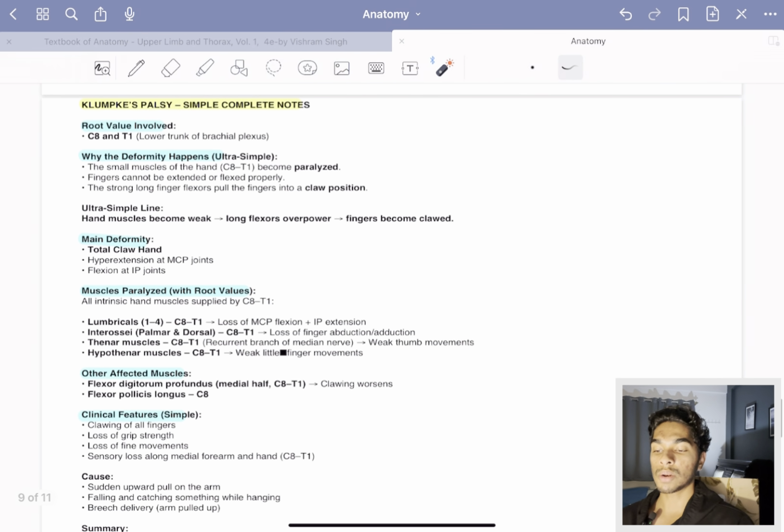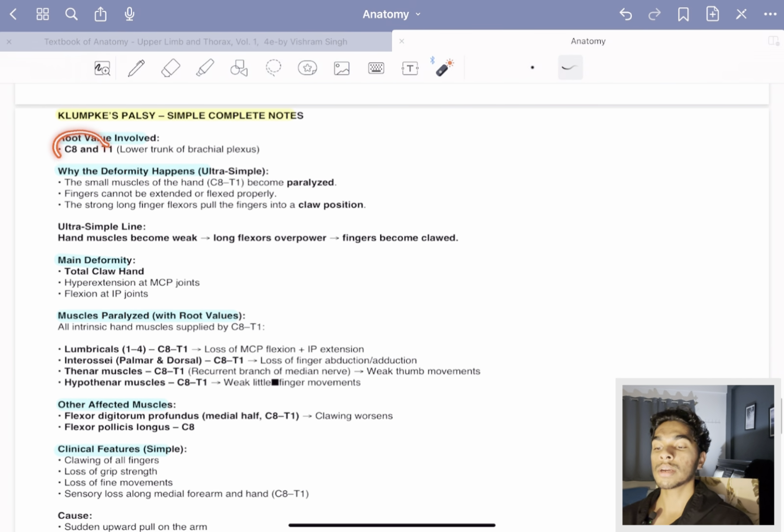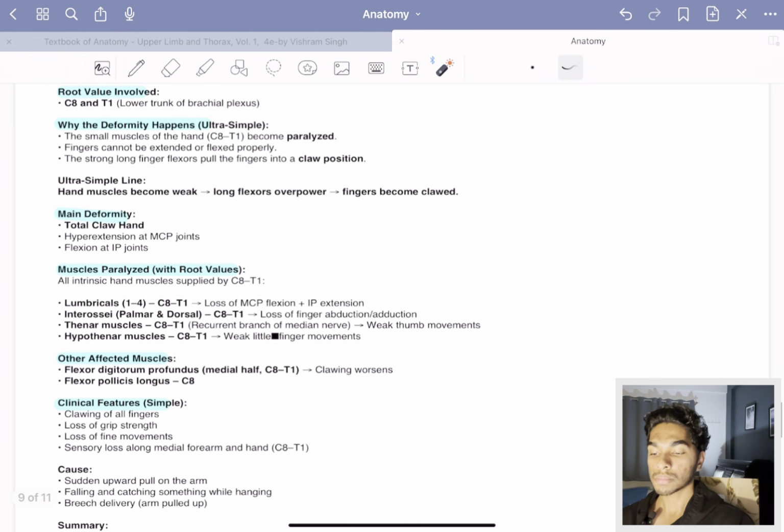So again, in the simplified notes, C8 and T1 are affected. Why does this deformity take place? C8 and T1 are affected, and these supply your hand muscles. Since your hand muscles are damaged and paralyzed, the fingers cannot be flexed nor extended, forming a claw hand deformity. So that's very simple.